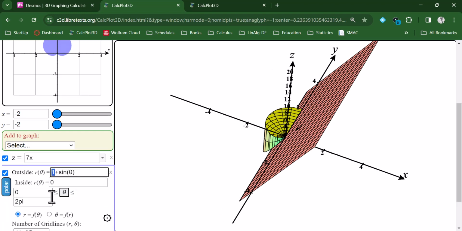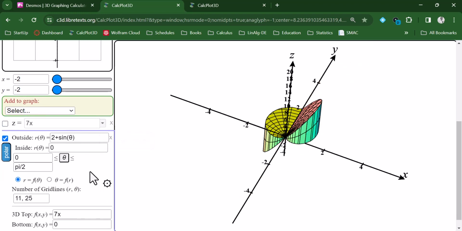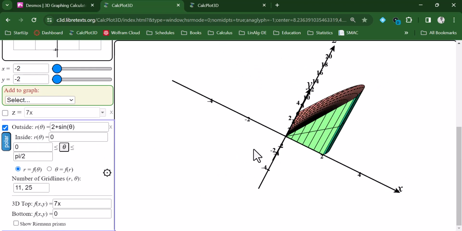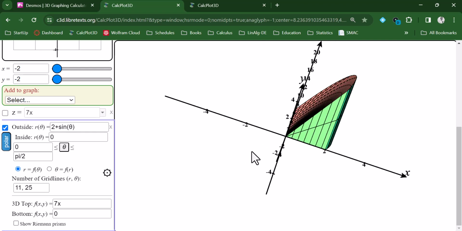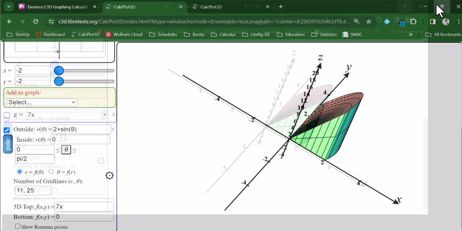We're going from r goes from 0 to 2 plus sine theta, and here we're only going to go to pi over 2 instead of going all around to 2 pi. And we don't need to take a look at that big plane. So this is just the piece of the graph that we're looking at, and we're essentially finding the volume of this. All right. I think our integral is pretty much set up for us.